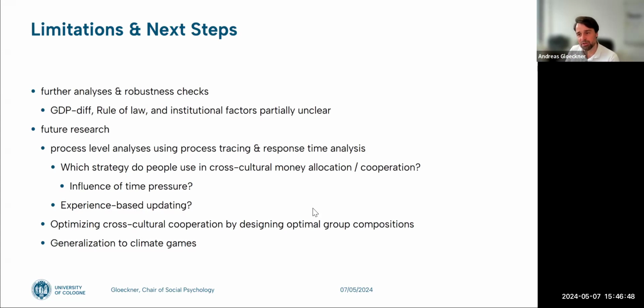So for instance, if you think about climate negotiations currently, it might be interesting to make subgroups that first negotiate some preliminary contributions, and then later come back in a bigger group, and then perhaps come to higher positive outcomes from these negotiations. Yeah, this is the long-term goal.